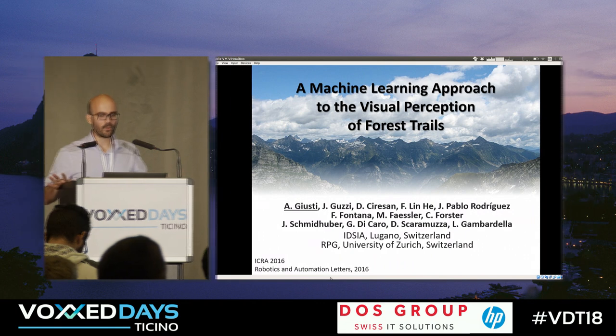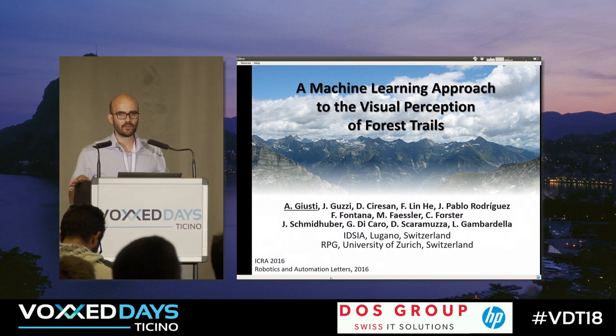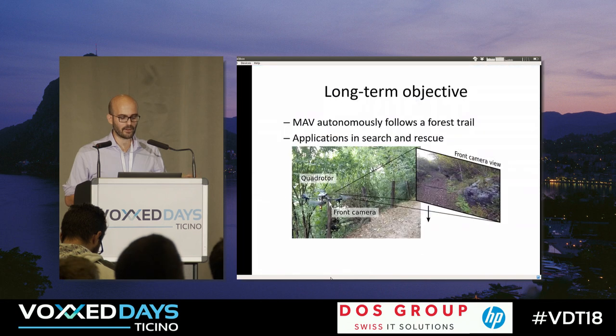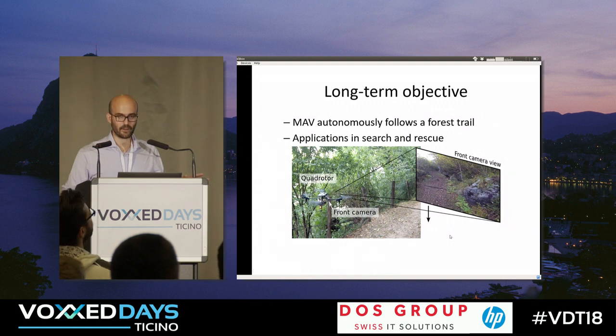And I show you one application of neural network that we developed in our institute some time ago with also some students, where we learned to fly a quadrotor to follow forest trails. So this is a drone, and the idea is that we want it to just, using its frontal camera, follow a trail in the forest.